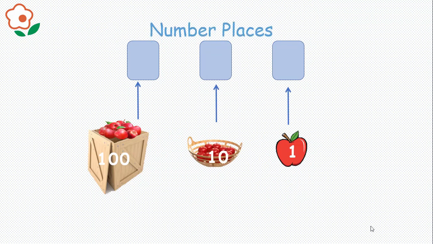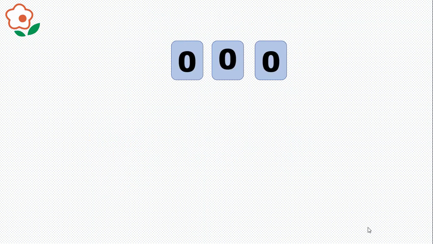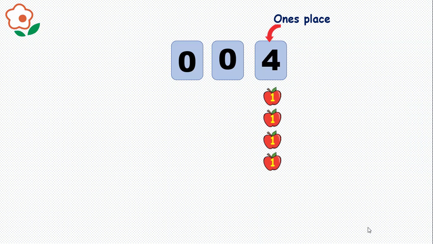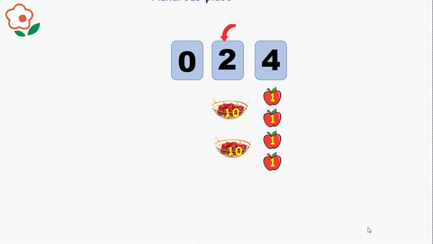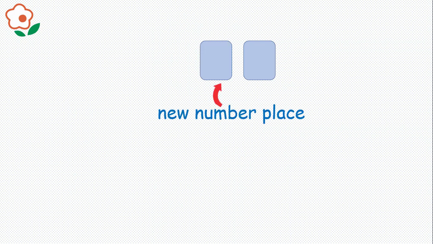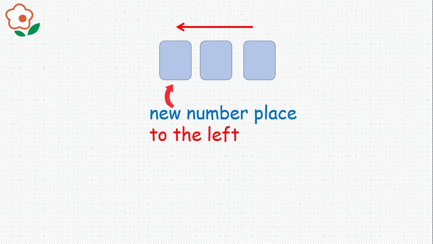Are you starting to see how it works? It uses different number places to represent the different sized groups that we use to count. The digit in the ones place tells us how many ones we have, the digit in the tens place tells us how many groups of 10 we have, and the digit in the hundreds place tells us how many groups of 100 we have. And you may have noticed that each time we get a new number place to count larger groups, we place it to the left of the previous number place.